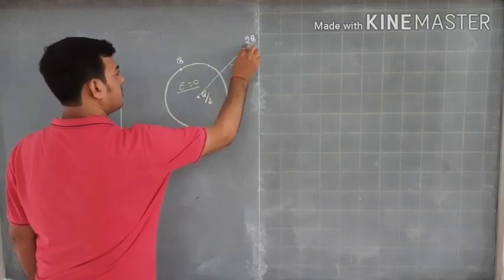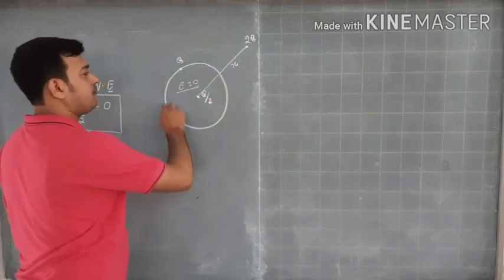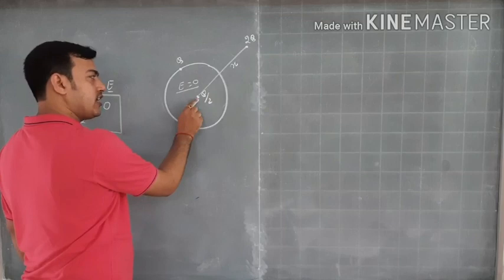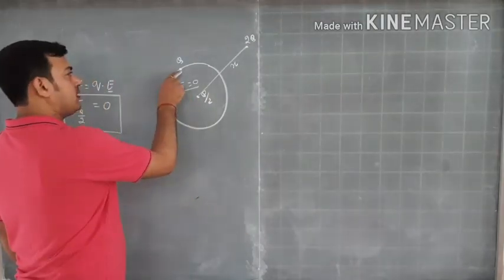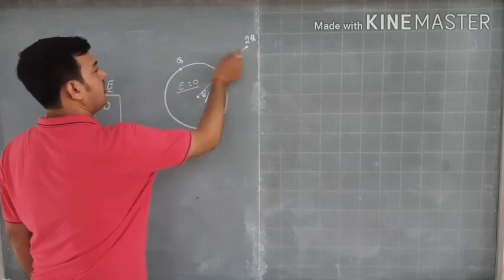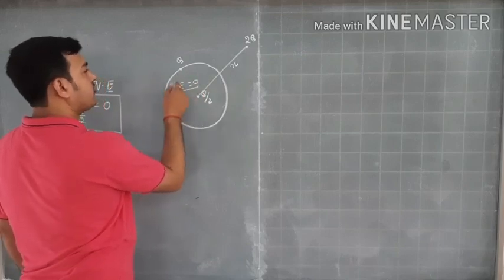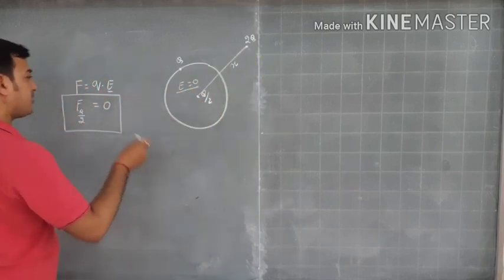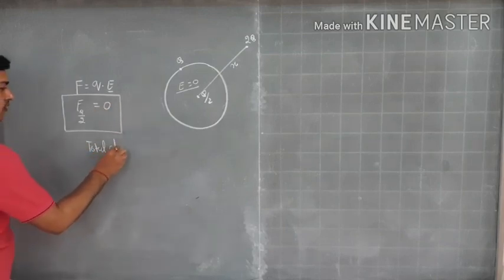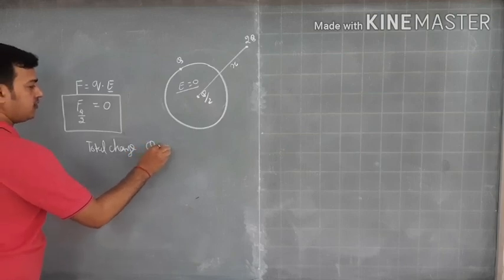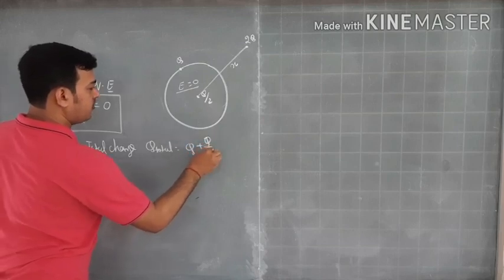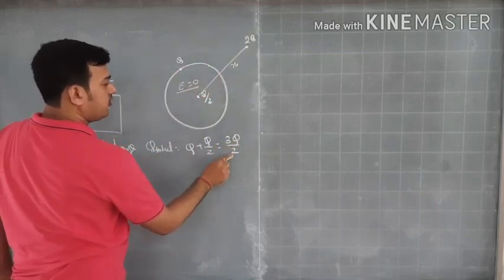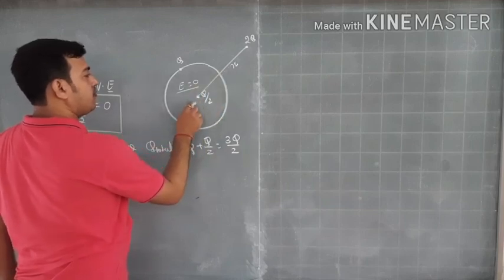Now to calculate the force on this charge 2Q, we know that for a shell, if there is a charge on its surface, then it behaves like it is placed at its center, and we have learned this concept before. So for this point charge outside the shell, it will produce the electric field here same as it produces when it is placed at its center. So now the total charge at the center will be this charge plus Q by 2, which will be 3Q by 2. So for this 2Q charge, the total charge of 3Q by 2 will be effective at a distance of x and placed at this point.